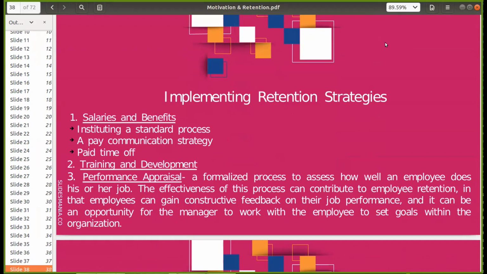Then, ayan na, implementation. Implementation of the retention strategies. Okay, so first is salaries and benefits. So of course, again, compensation is not everything. An employee, again, nababanggit ko before ito, no? An employee can be well paid and have great benefits, but still hindi sila satisfied with the organization. Now, again, there are still other factors, no?